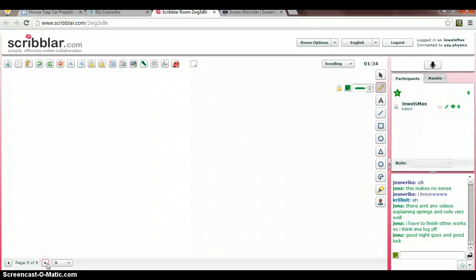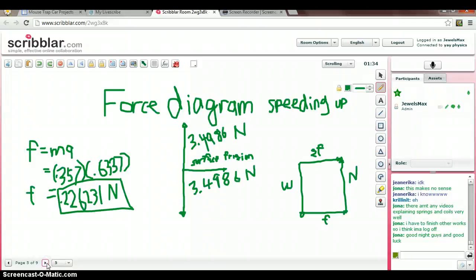Now moving on to my force diagrams. So this is a force diagram of my car as it's speeding up. This is its weight, which is just its mass, 0.357, times 9.8. And then the normal force is the same because it's not on an incline and nothing is holding it up or anything. And then surface friction is actually in this direction because it's speeding up.